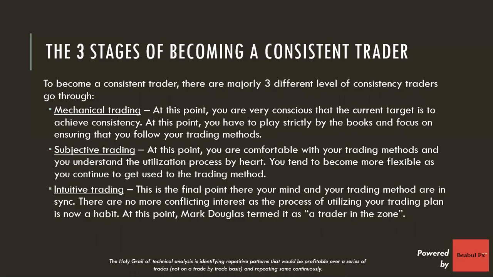There are 3 stages of becoming a consistent trader, and I'll break them down below. First, we have the mechanical trading stage. This is the stage where you're trying to develop a habit of sticking to your plan. If possible, you could print out the steps and say, okay, I will do 1, 2, 3, 4, 5, 6, 7, 8, 9, 10. So that's what you'll be doing as you build a habit of sticking with your trading plan. At this point, you may make some errors here and there, but you're conscious of those errors and you're correcting them.